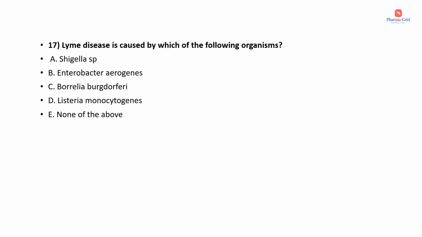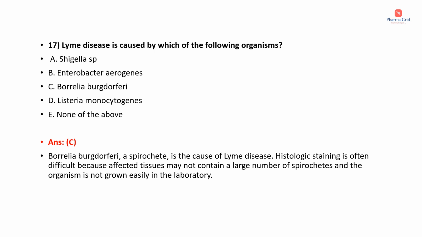Lyme disease is caused by which of the following organisms? The options are Shigella species, Enterobacter aerogenes, Borrelia burgdorferi, Listeria monocytogenes, none of the above. Here the correct answer is option C, that is Borrelia burgdorferi. A spirochete is the cause of Lyme disease. Histologic staining is often difficult because affected tissues may not contain a large number of spirochetes and the organism is not grown easily in the laboratory.